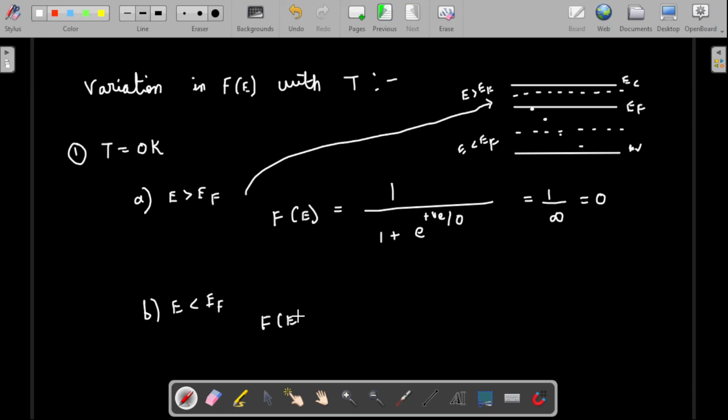So f of E will be equal to 1 divided by 1 plus e to the power of a large negative quantity, so minus a large number divided by kT. So that will be e power minus infinity, which is 0. So that will be 1 by 1, which is equal to 1. So the probability of presence of an electron below the Fermi energy level is 100%. There will be a presence of electron. That is what they are trying to say.